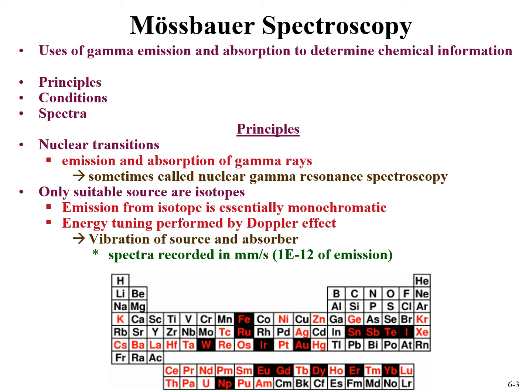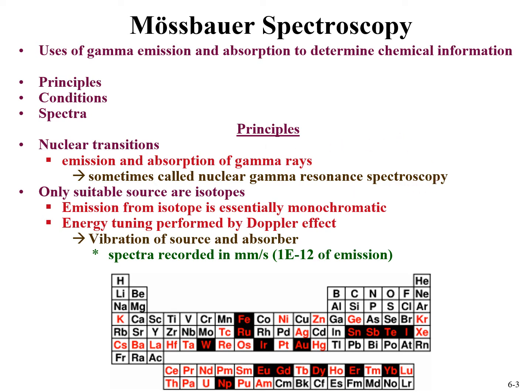The basic principles of Moessbauer spectroscopy involve nuclear transitions. We have emission and absorption of photons. So it can be analogous to UV spectroscopy, where solutions can absorb photons that give us information about the chemistry of those solutions. Because of this emission and absorption of gamma rays, this is sometimes called nuclear gamma resonance spectroscopy.